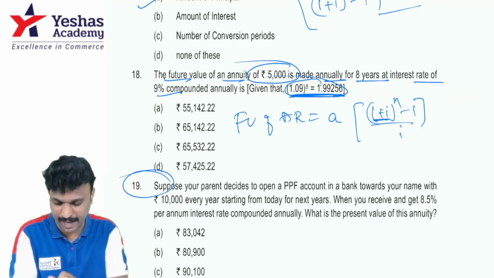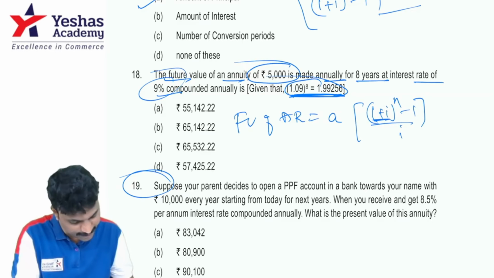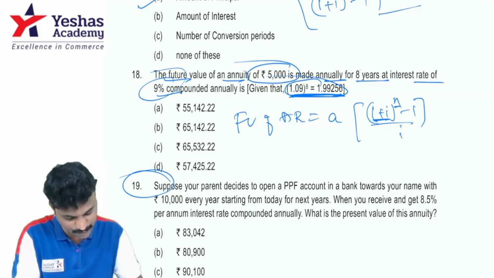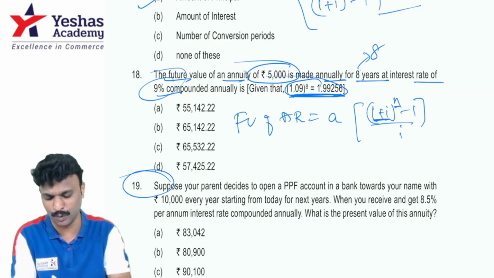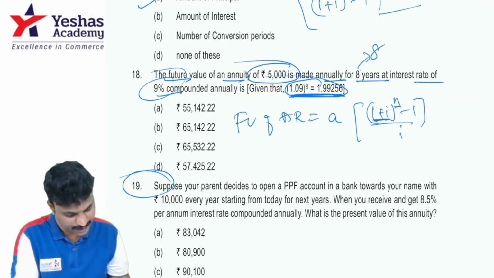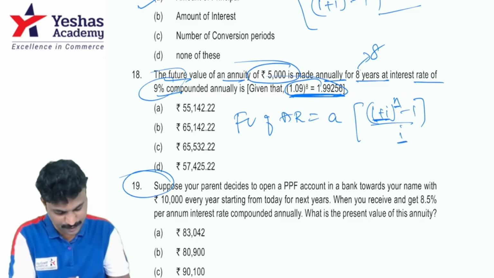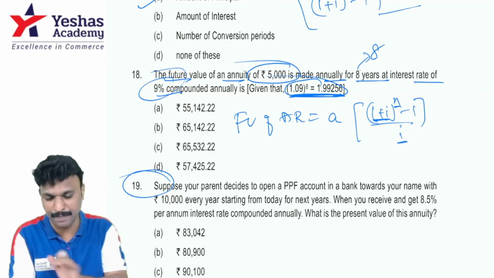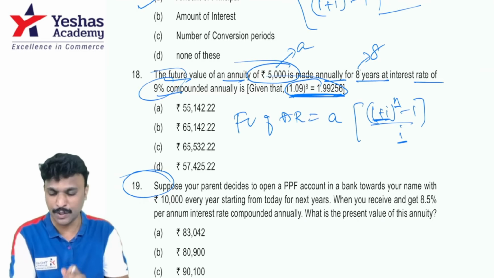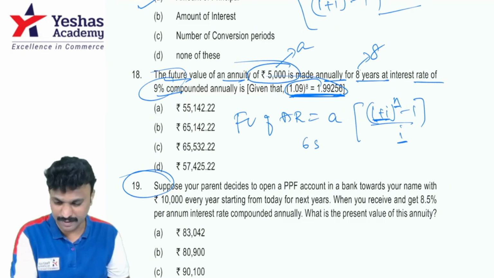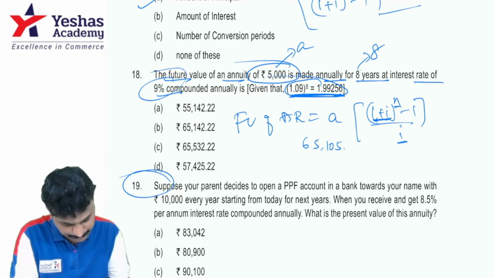First of all, 1 plus I, 1 plus, what is I? 9%. Type 9, press a percentage, press into, for raising the power. What is n? N is equal to 8. For power 8, how many times you have to press equal? 7 times. 1, 2, 3, 4, 5, 6, 7, 8. Then do minus 1. Then divided by I. I is how much? 9%. Type 9, press a percentage button, into, what is my A here? Annuity is 5,000. So that fetches you how much? 65,105. One second, let me just check the value again.